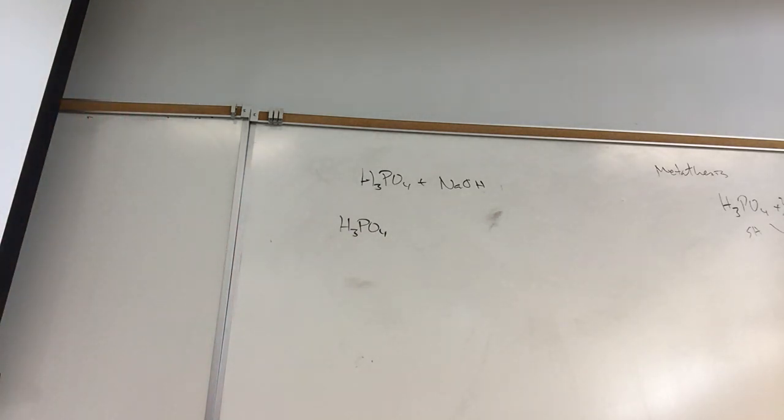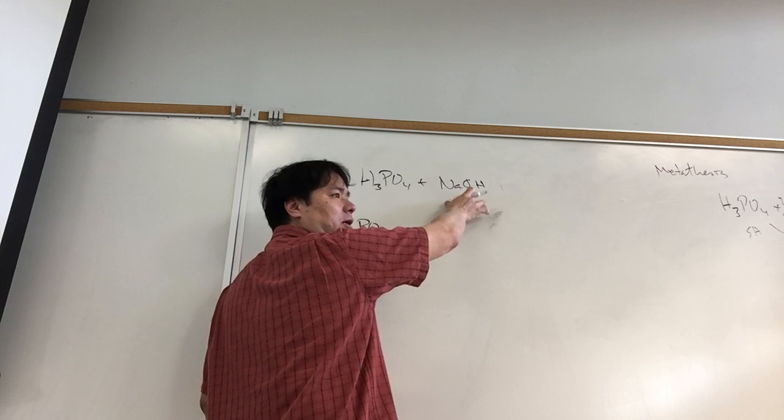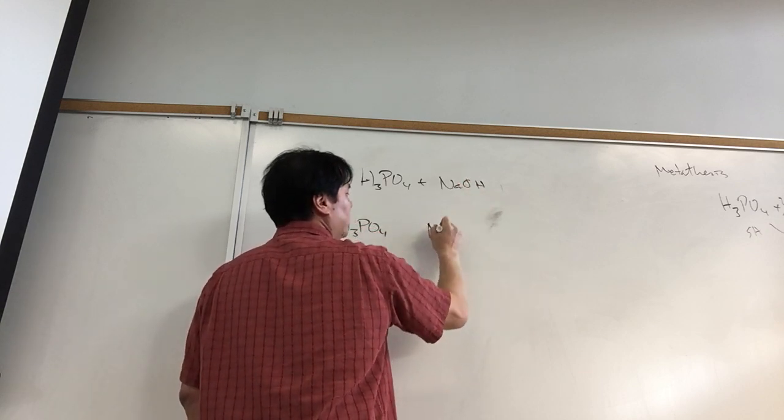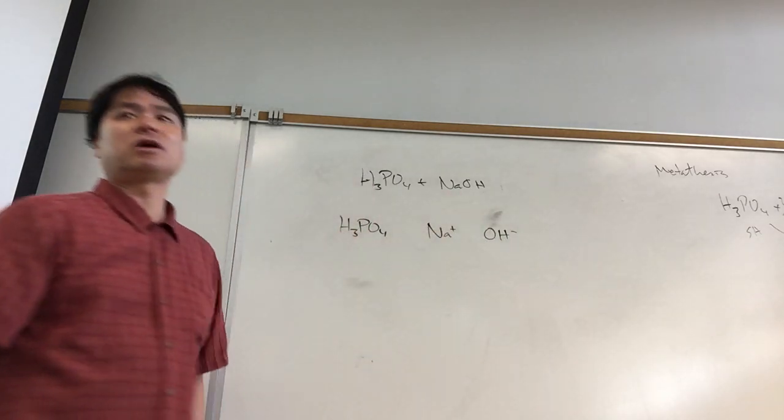Okay, a little bit of it will break apart into ions. Sodium hydroxide, is that a strong electrolyte? It is. It's a soluble salt; sodium salts are all soluble. And so we're going to have sodium ions and hydroxide ions from sodium hydroxide. Hydroxide is a strong base.